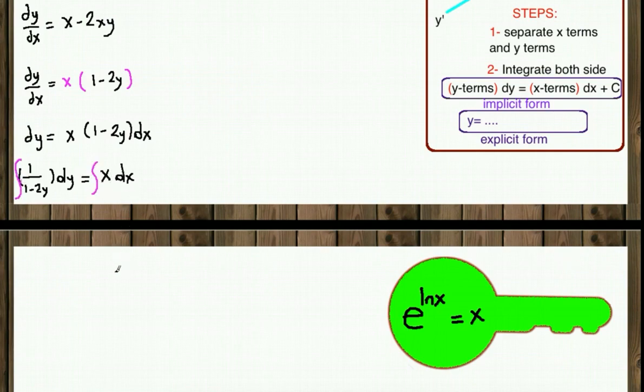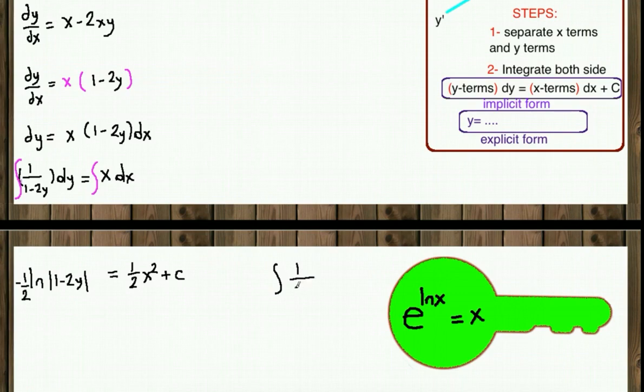Integral of x is 1/2 x squared. And we're going to use c on the x term side. Integral of 1 over (1 minus 2y) is ln of (1 minus 2y) times negative 1/2. If you're fluent with integration of ln, that's great. If you're not, you can do u substitution. Let's do it here.